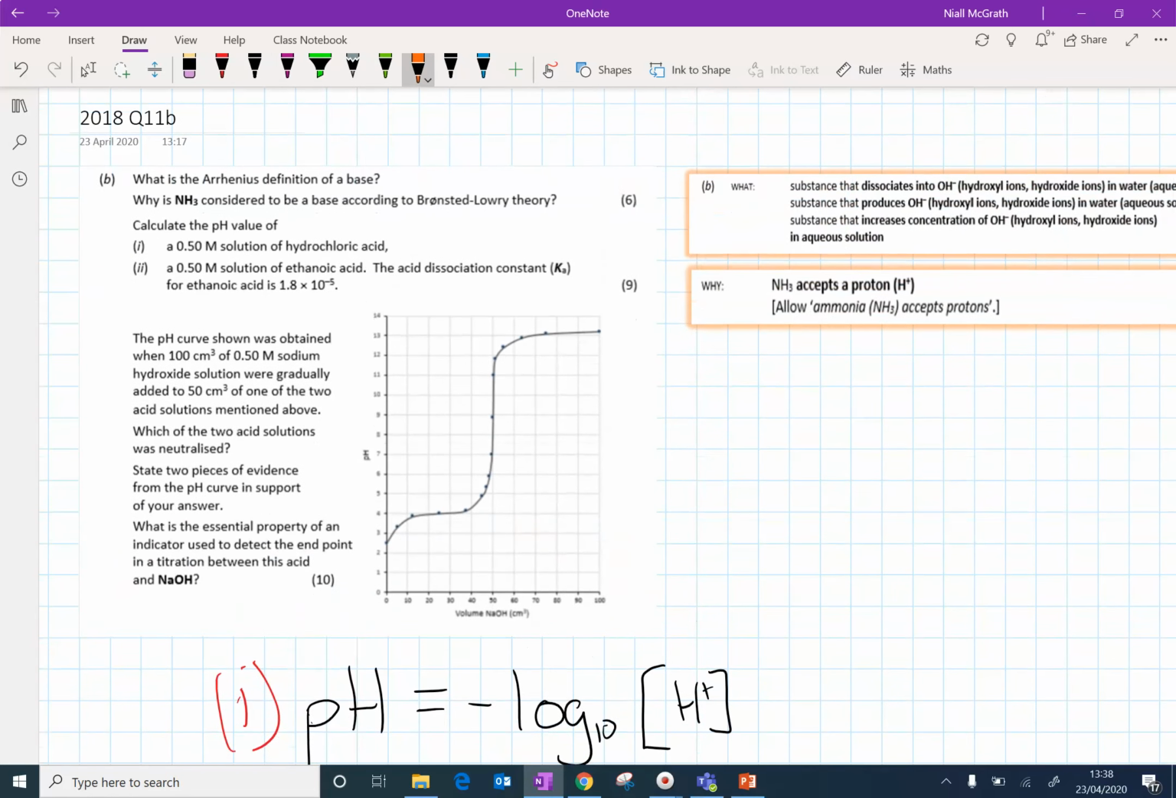So we'll just fill these in up here so we can see them a bit easier. So this is going to be 0.3 and this is 2.52.